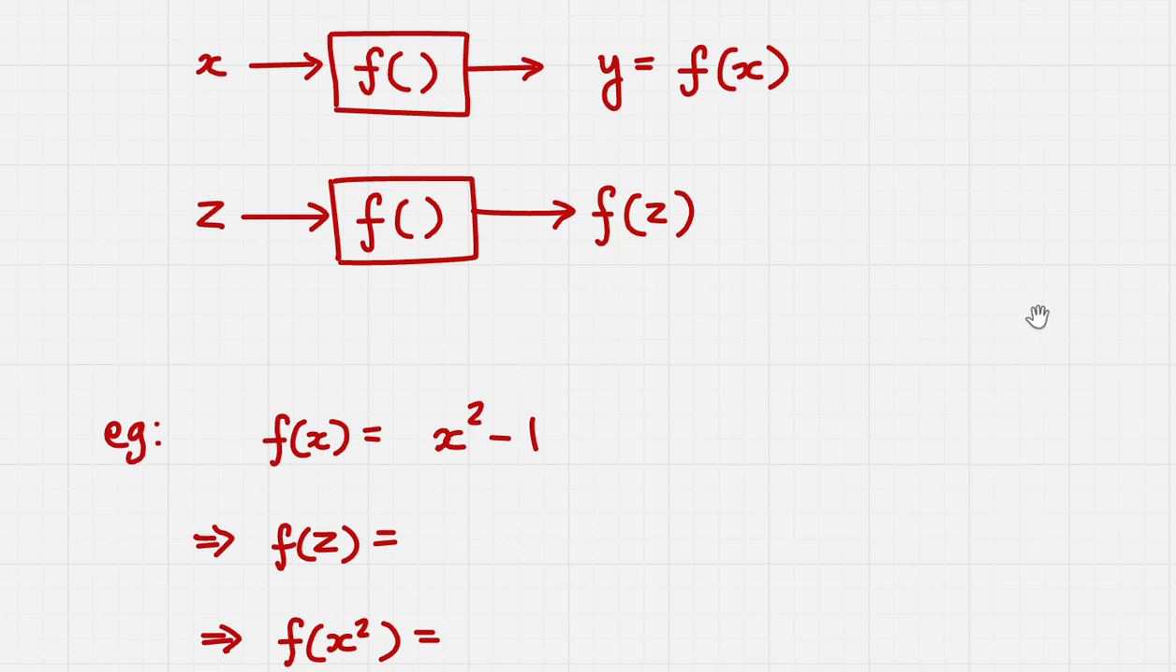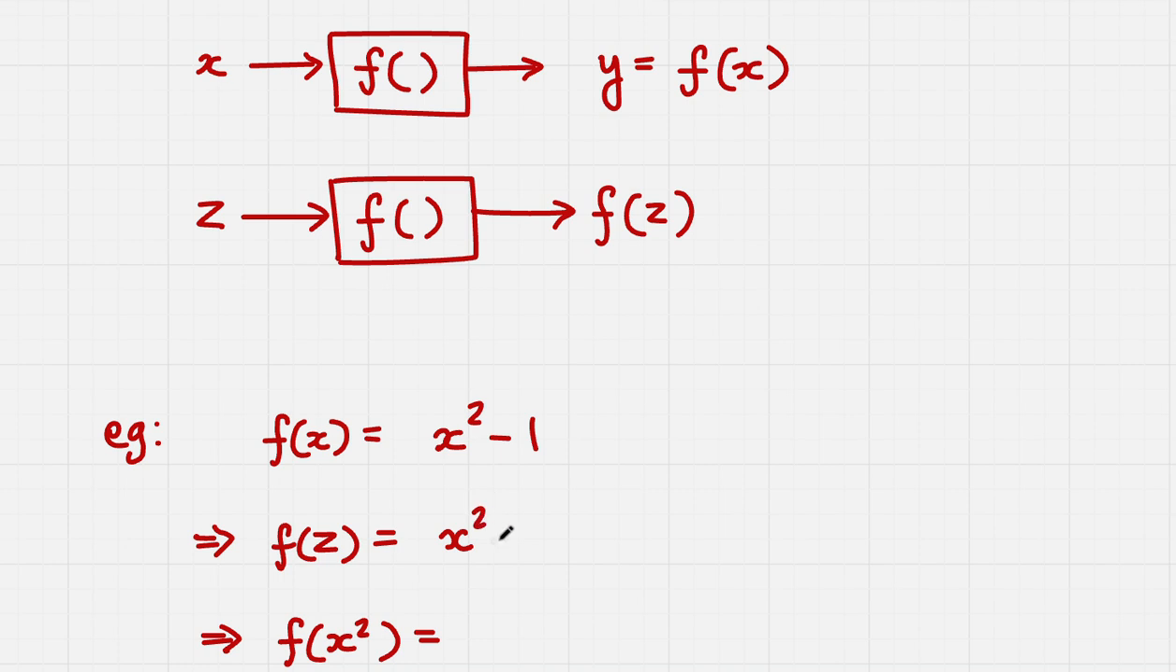Let's consider function notation. A function is typically specified as y equal to f of x, where x is the input and y is the output. This may also be written as f of z, where z is the input. Okay, let's say, for example, f of x equals x square minus 1. Then what would f of z be equal to?